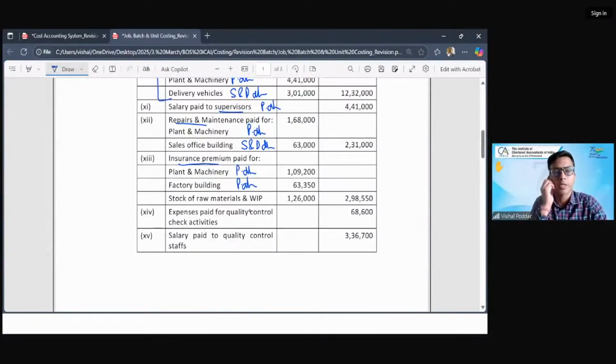Now this is interesting. Insurance premium, which you have paid for insuring your stock of raw material and WIP. Again, it is production overheads, right? Had it been of finished goods, we may have considered it in selling and administration overheads. Next, expenses paid for quality control and quality checks. Now, whenever these expenses are given, we open a separate head. Along with production overheads, we open a separate head, which is of quality control.